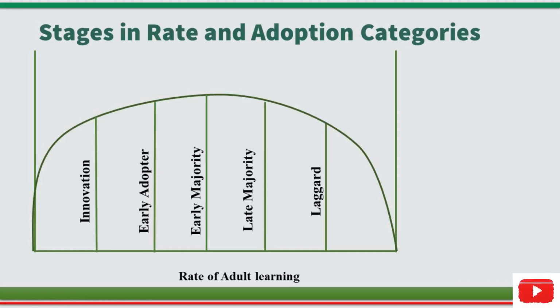Now, stages in the rate of adoption categories. You see the first is the innovator stage, and then we have the early adopter stage, then we have the early majority catching on to that particular adoption. Then we have the late majority, those that gather and decide to use such materials or ideas later. And then we have the last stage, which we call the laggard, the last to adopt any innovation.